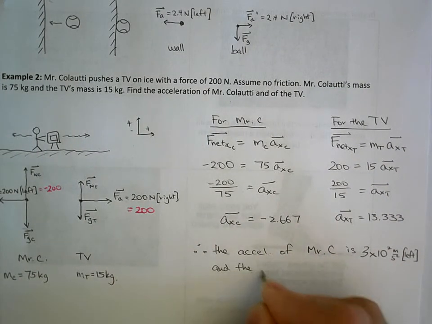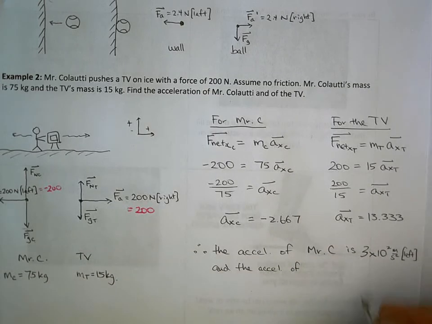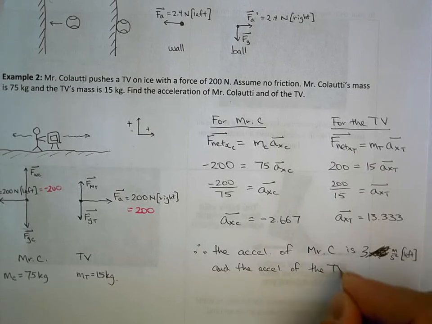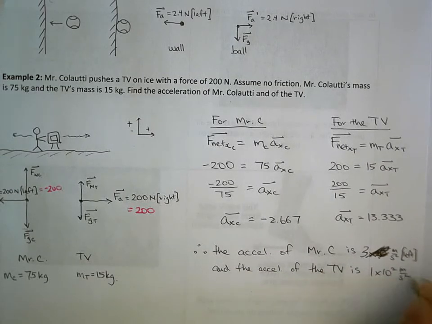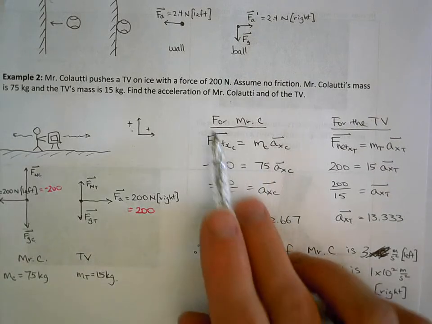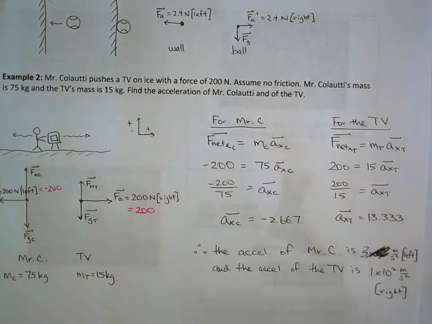And the acceleration of the TV is 1 times 10 to the 2 meters per second squared to the right. Unfortunate that we had to round to one significant digit, but that is the case because of this number.